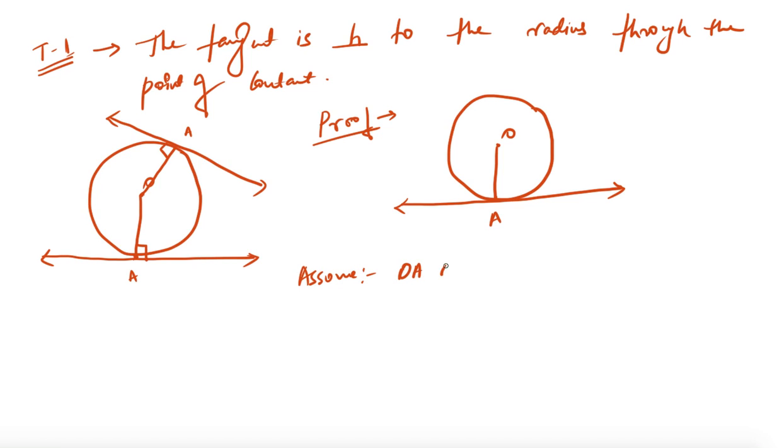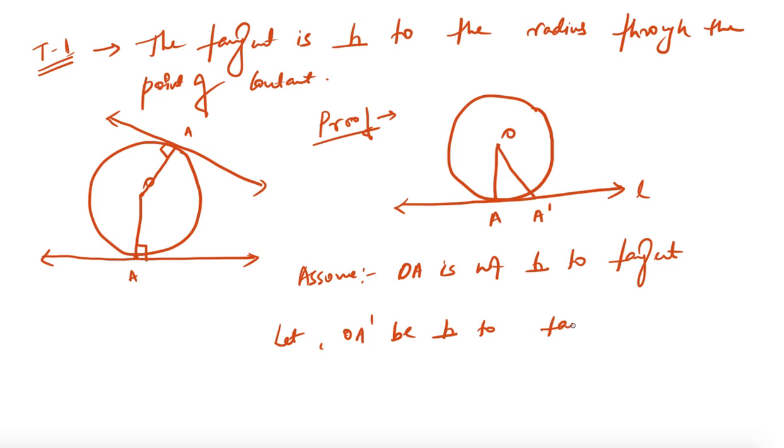So let us assume that OA is not perpendicular to the tangent, right? Let us say the tangent is L. So there might be some other line that is perpendicular to the tangent, drawn from the point O. Say I am drawing a line something like this, such that this is OA dash, and let OA dash be perpendicular to the tangent. Because here we assume that OA is not perpendicular, there might be another line that I can draw from O to the line L, such that it is perpendicular to the tangent. So let us say that this is line OA dash, which is perpendicular.